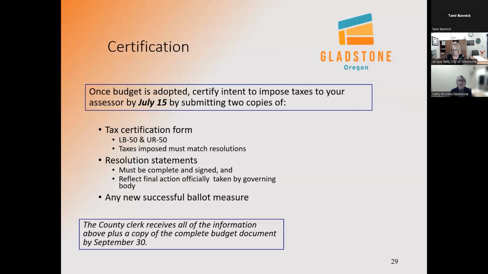Once the budget is adopted, then certify intent to impose taxes to your assessor. By July 15th, it must be submitted. So we submit the tax certification forms and then the resolution statements that the council has formally adopted, and any new successful ballot measure, if there was something there that substantiated why there would be a change in any types of tax rates. County clerk receives that information plus a copy of the complete budget document by September 30th. Next slide.